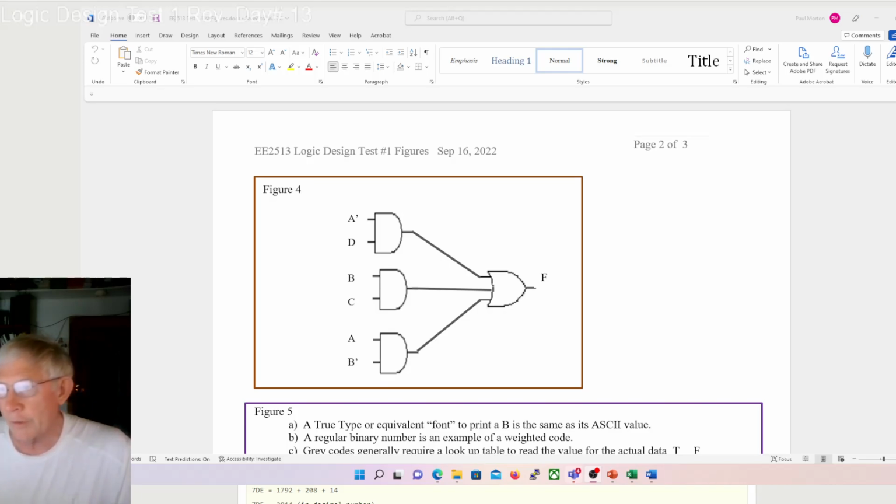Okay, let's see. Select the correct answer that matches the circuit. So what is this? Well, this is easy. This is A prime D plus B C plus A B prime. That's all there is to it.